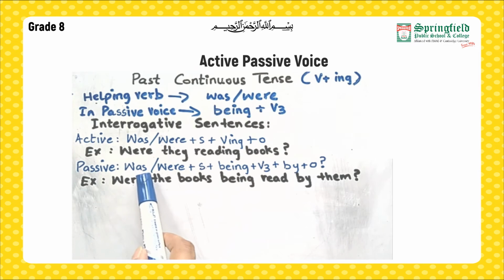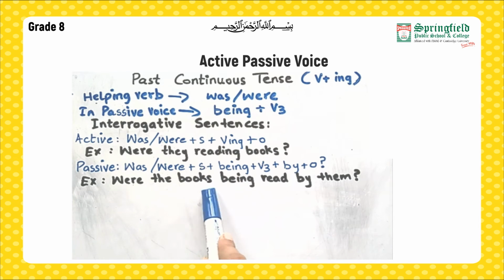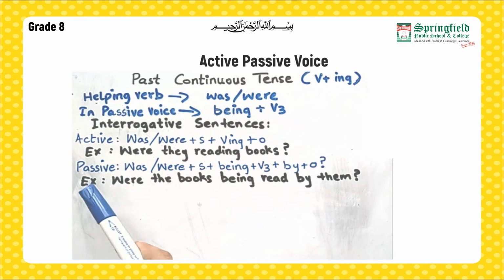The helping verb comes at the beginning of the sentence as it is a question sentence, and then we add the object as subject and the being is used, and then the third form of the verb, the word by, and then the object, which was the subject in the active sentence, is the object in the passive sentence.